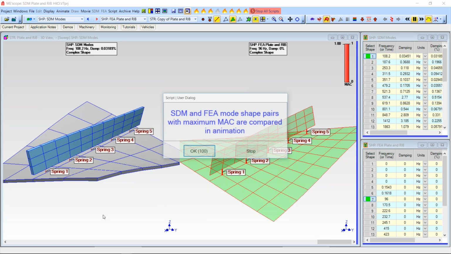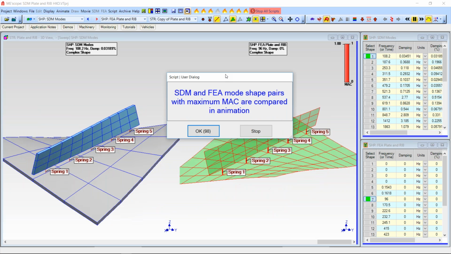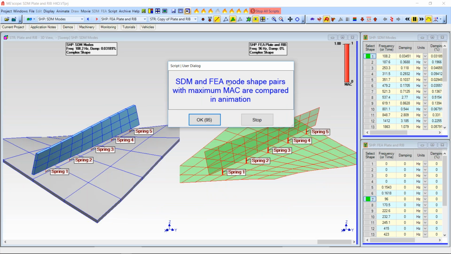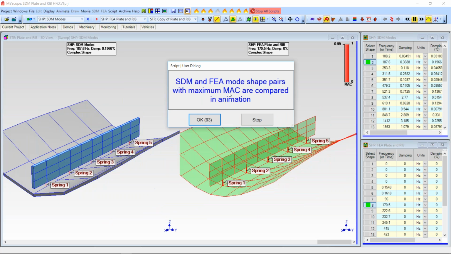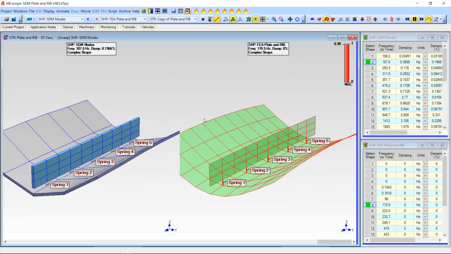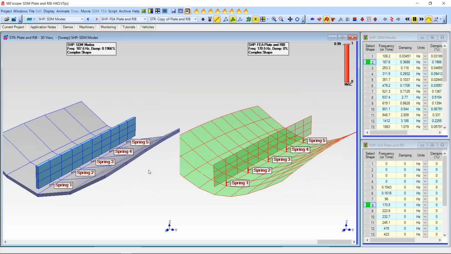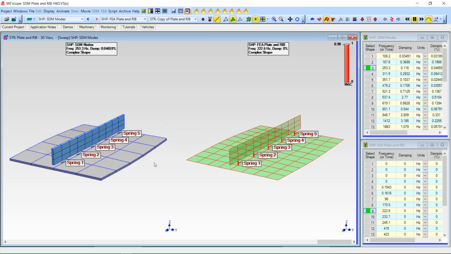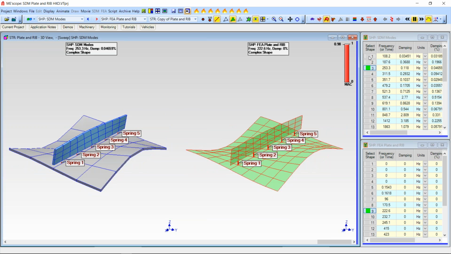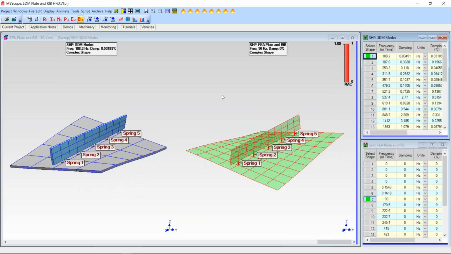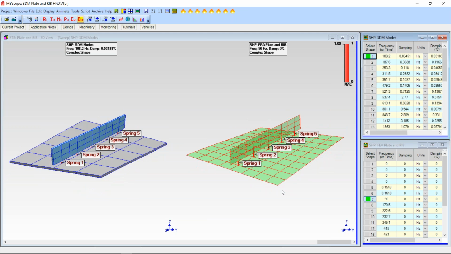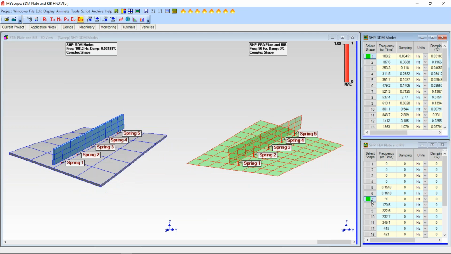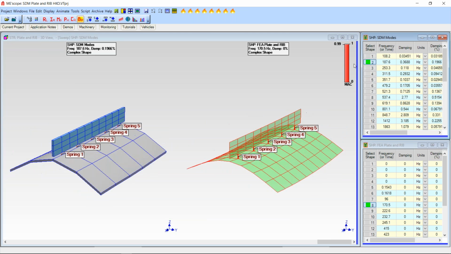So it's going to go through, and now we're looking at the comparison SDM versus FAA with the maximum MAC. So this is showing us the comparison between the two, but let's go back to this first one. SDM found the first mode at 108 Hertz. Down here it was 96. So we're off by about 10 Hertz again.